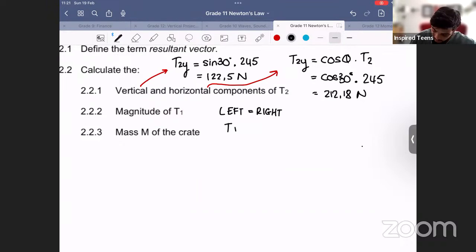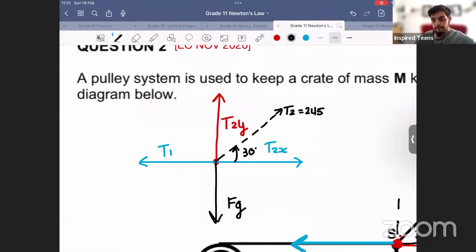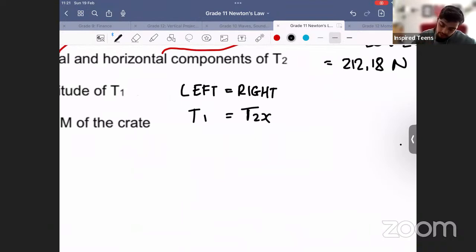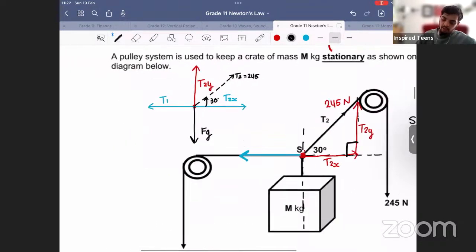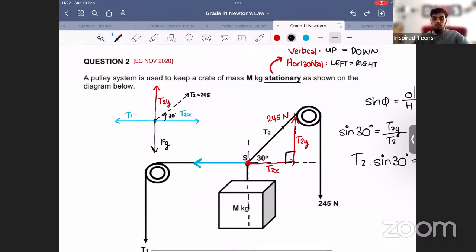Left is T1, right is actually T2x, as we can see on our little free body diagram there. T1 is what we want to know. T2x we actually calculated: T2x is 122.5 newtons. That's why it's a 2-mark question, because we already calculated the value of it. This right force is equal to that left force. That's always the case when things are stationary. Again, we will eventually do an equilibrium example.